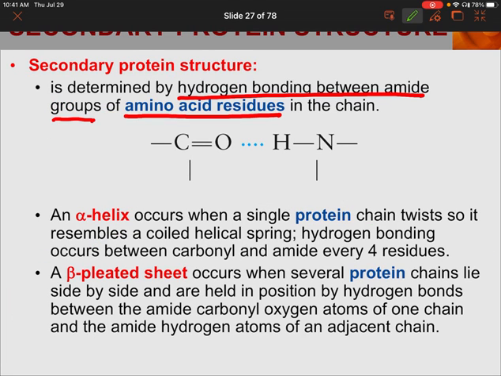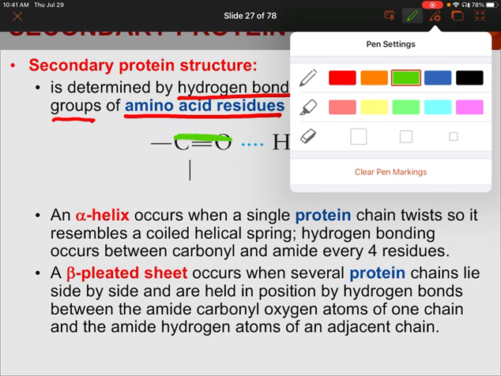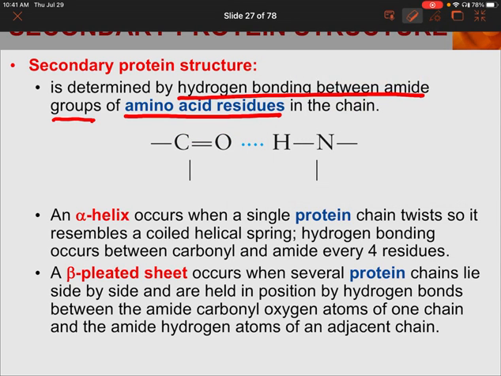And you can see that here as well. I meant to highlight it. So the carbonyl group of one amide in an amino acid is going to hydrogen bond with the hydrogen on the nitrogen of another amide group on another amino acid. So what ends up happening is you have either an alpha helix that occurs or a beta pleated sheet.